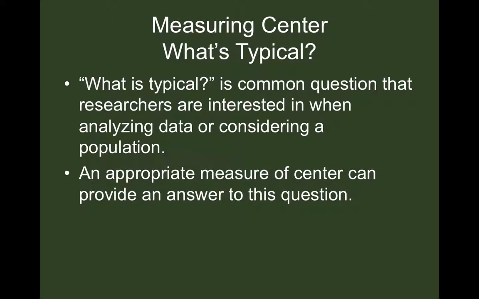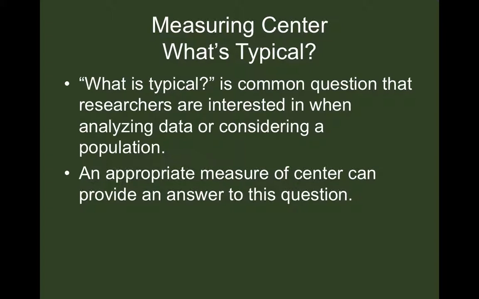When we summarize a data set, chapter 5 is about summarizing data sets. And when we summarize a data set, there are two measures that we must consider: a measure of center and a measure of spread. We're going to start off talking about measures of center.